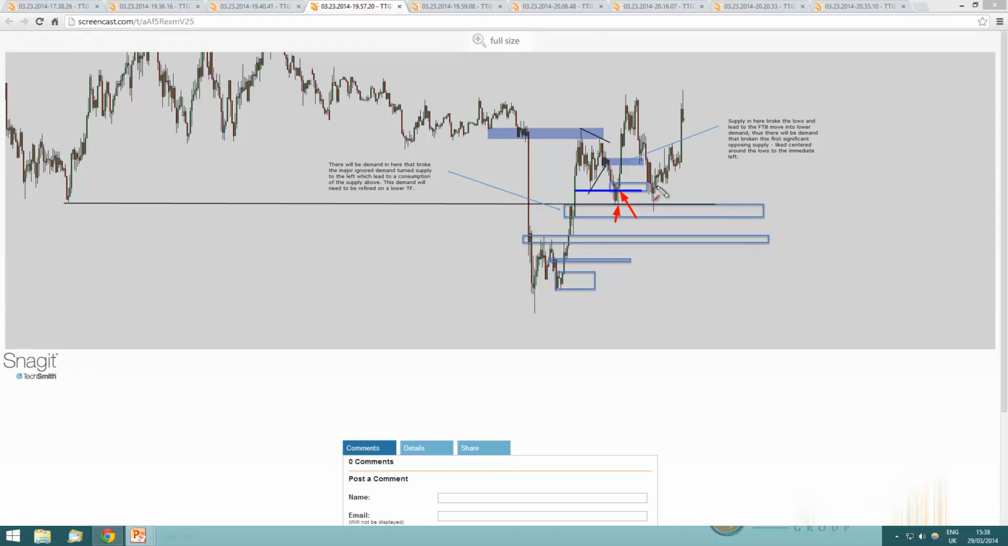Okay, which is beyond this video. So that will be within here roughly is where price will find demand. Have found demand to break this supply.